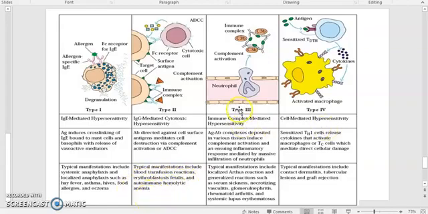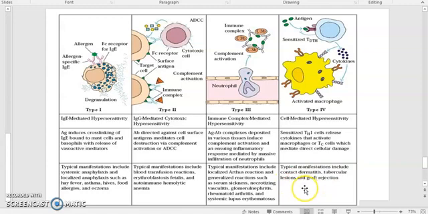In the next video, we will discuss autoimmune disease in detail. Next is type 3. Examples of type 3 hypersensitivity include serum sickness, rheumatoid arthritis, and SLE. And last is the type 4 hypersensitivity reaction. Its typical manifestations include contact dermatitis, tubercular lesion, and graft rejection.